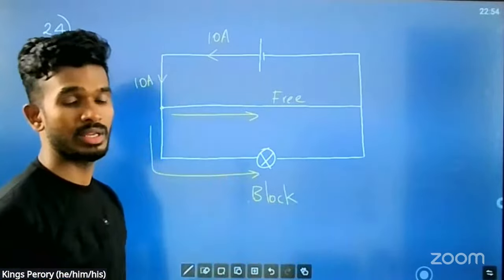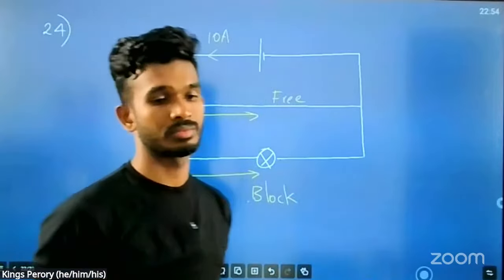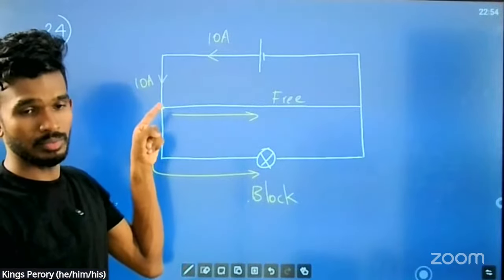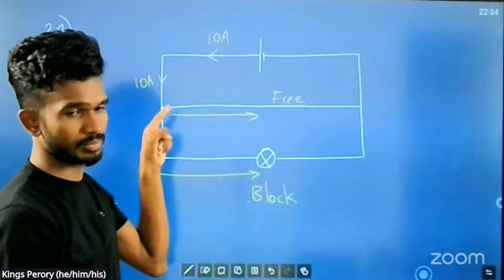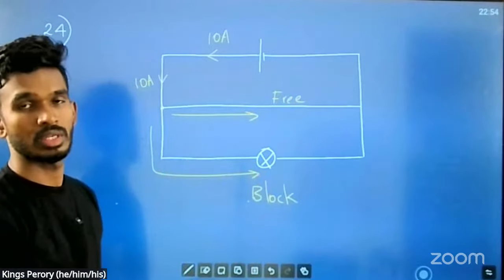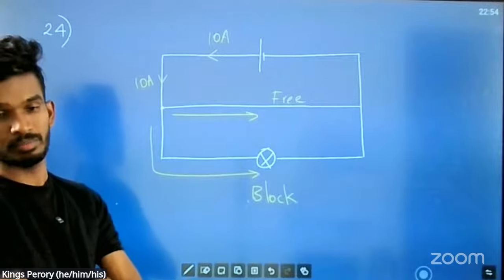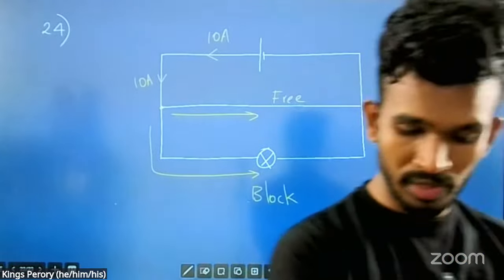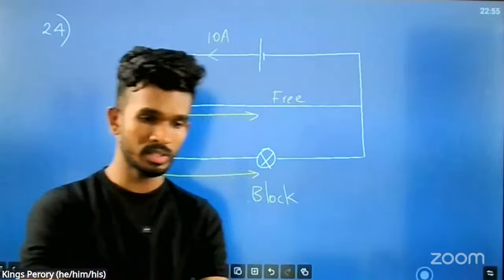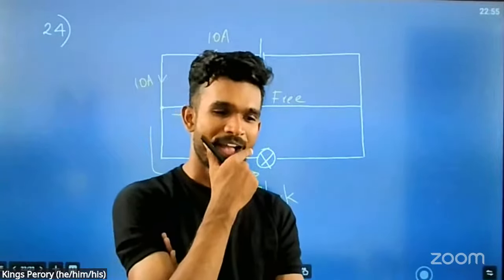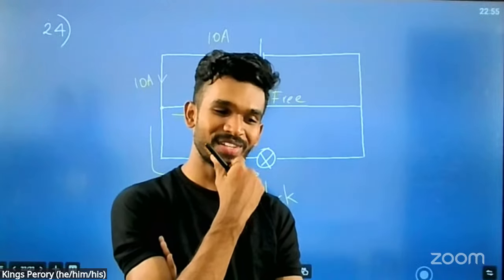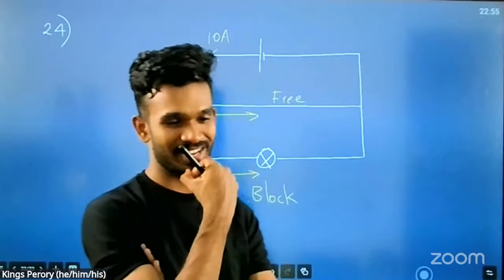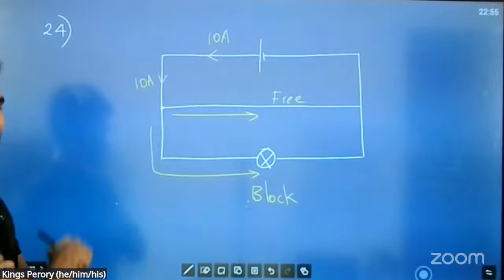Now you all tell me, let's say you are going on a vehicle. You are at a junction point. There is a free route and there is a blocked route. Which route will you select? The free route or the blocked route? Free route, neither. Here also it is the same.